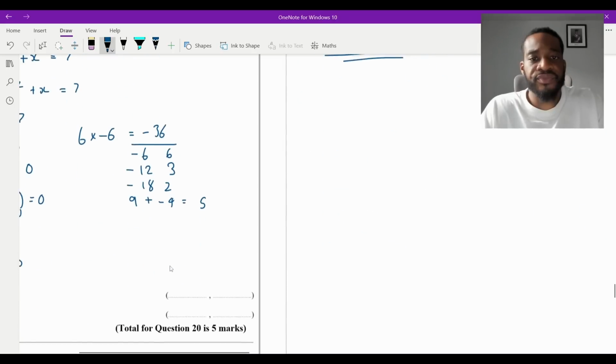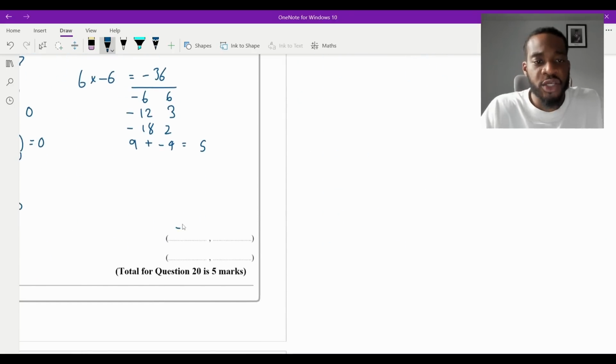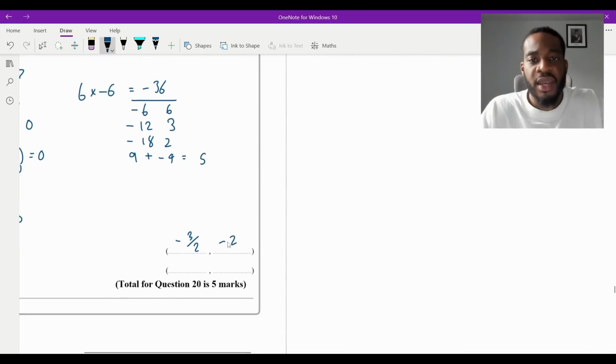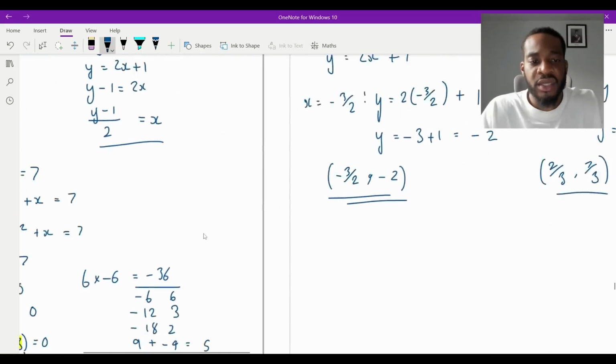So let me put that there. So first one was minus 3 over 2 and minus 2. Hold on, let me write this a bit neater. Minus 3 over 2, and what was it? Minus 2. And then the other one was 2/3 and 7/3.